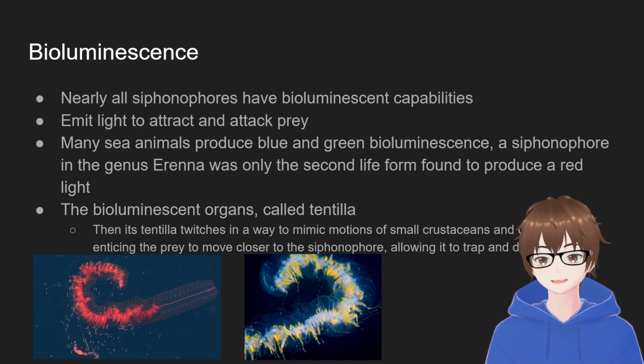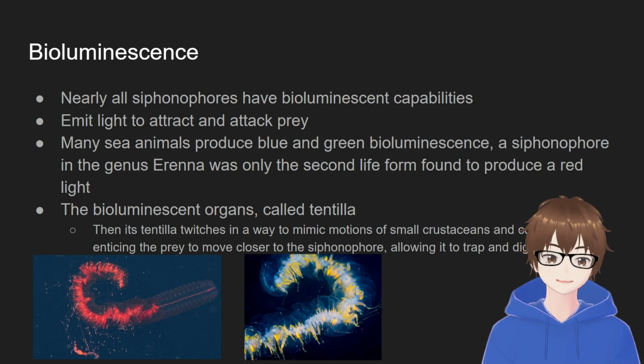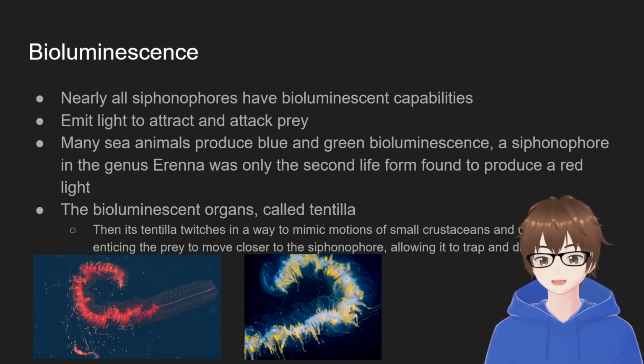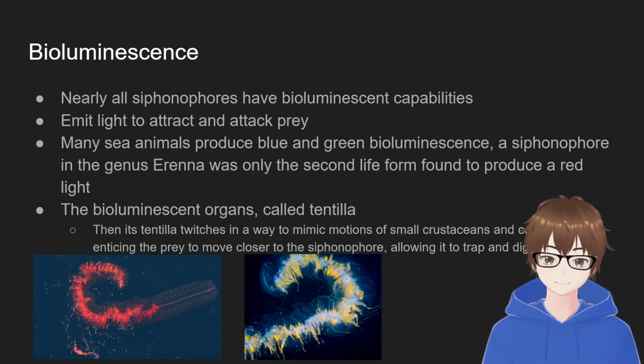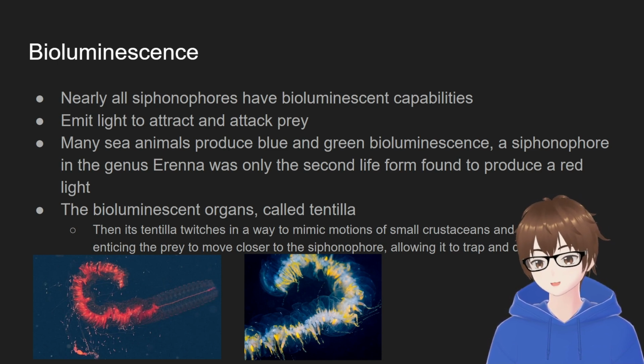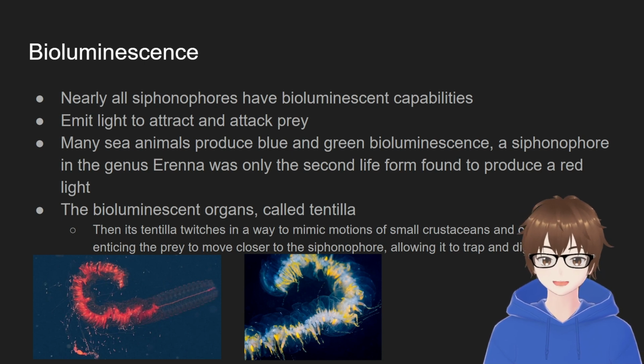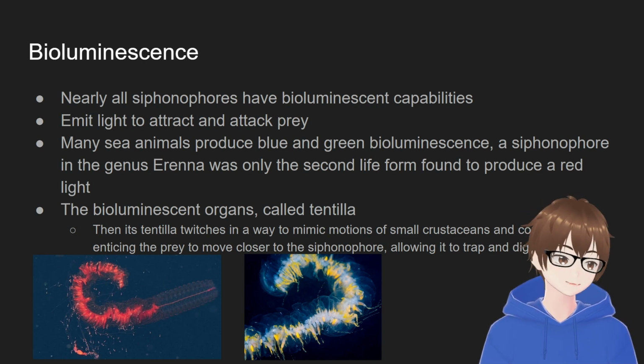Many sea animals produce blue and green bioluminescence, but there's a type of Siphonophore in the genus Erenna that was only the second life form found to produce a red light. And the bioluminescent organ is called the tentilla, and it twitches in a way that mimics the motion of a small crustacean or copepod, which will make the prey move closer to the Siphonophore, allowing it to trap and digest it. And then I have pictures here of one that's putting off red light and one that's putting off kind of a bluish yellow light.